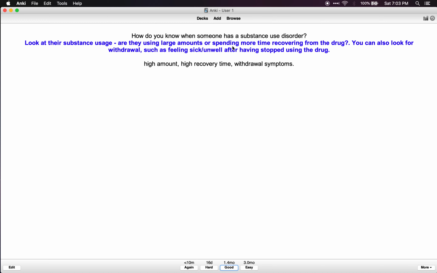How do you know when someone has a substance use disorder? You look at their substance usage. Are they using large amounts or spending more time recovering from the drug? You can also look for withdrawal, such as feeling sick, unwell after having stopped a drug for a long time.